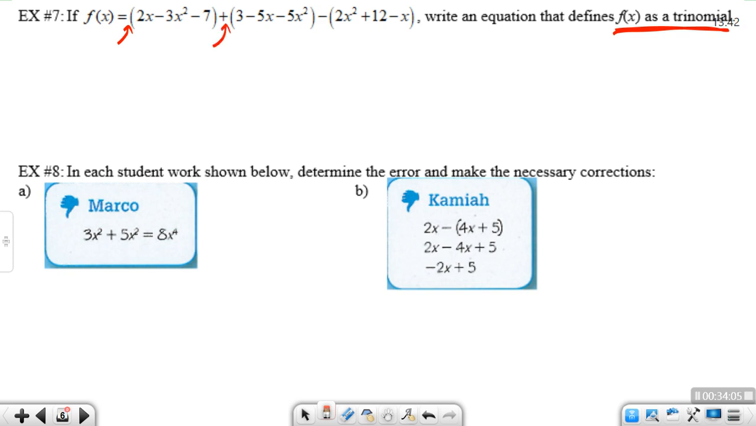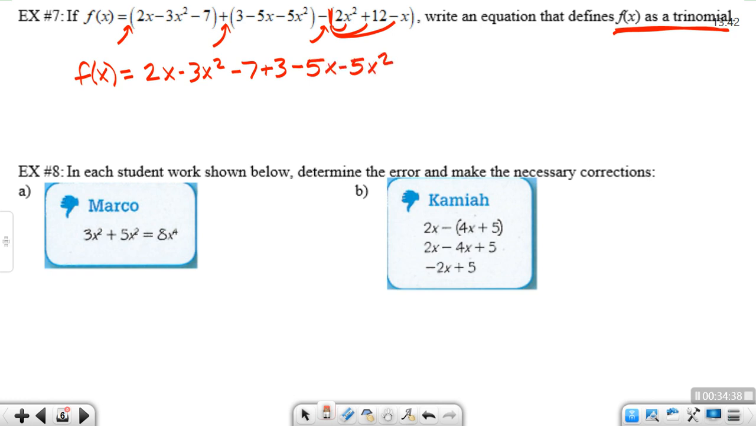In front of my second, there's simply a plus 1, which I don't need to distribute through. But in front of my third, there's that negative 1. So I am going to distribute that negative 1 through, which is going to allow me to drop all my parentheses now on my second line. So I get f of x equals 2x minus 3x squared minus 7 plus 3 minus 5x minus 5x squared.